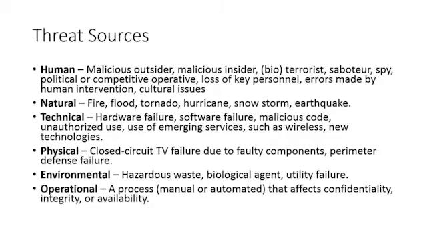Physical threat sources: closed circuit TV failure due to faulty components, old wires, older components throughout the system, perimeter defense failures. We could have environmental threat sources: hazardous waste, biological agents, utility failures. Operational threat sources: a process that affects confidentiality, integrity, and availability. So some different threat sources in there. You may have already been familiar with the human threat sources, natural occurrences, technical occurrences, physical, environmental. But those are some that we need to keep in the back of our head.